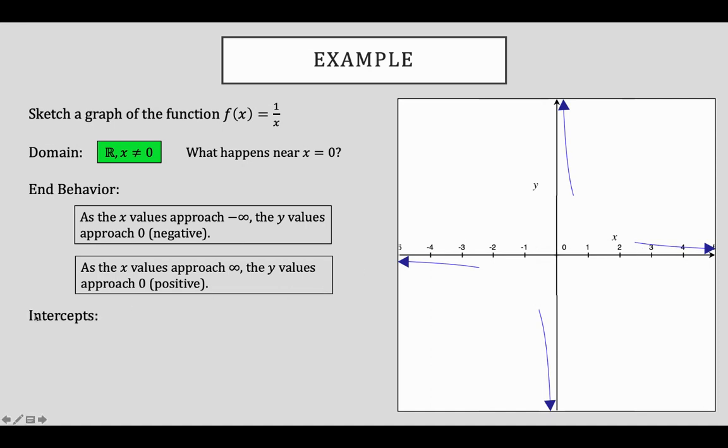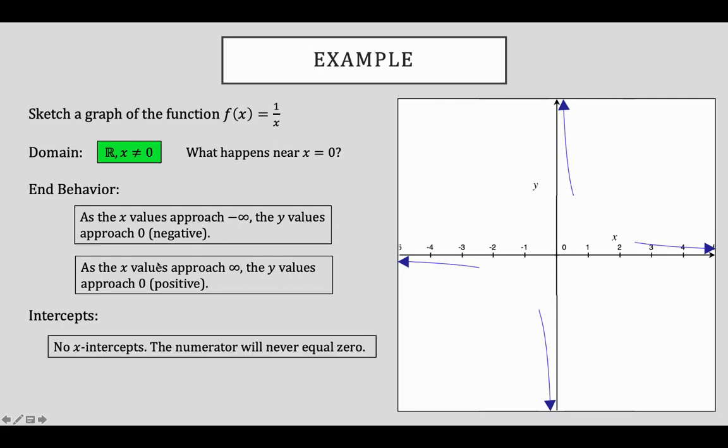What about our intercepts? How do we go about finding x-intercepts? Well, to find x-intercepts, you set your equation equal to 0. And notice, is this equation ever going to equal 0? No. The only time a fraction ever equals 0 is if the numerator is 0, and the numerator of our function is always going to be 1. Therefore, there are no x-intercepts.